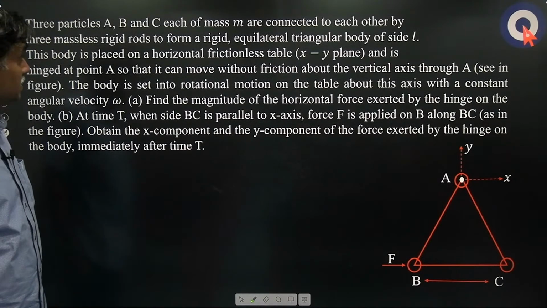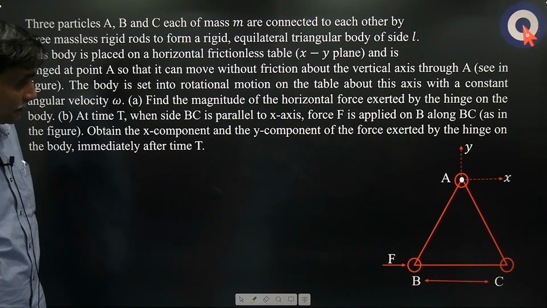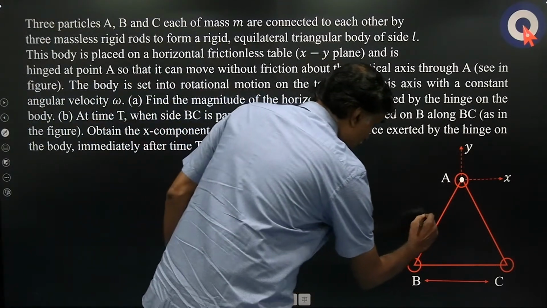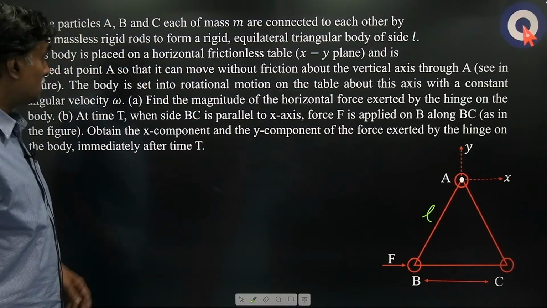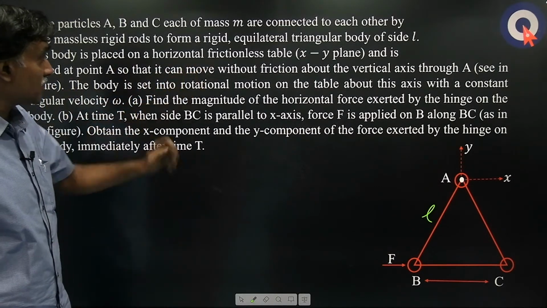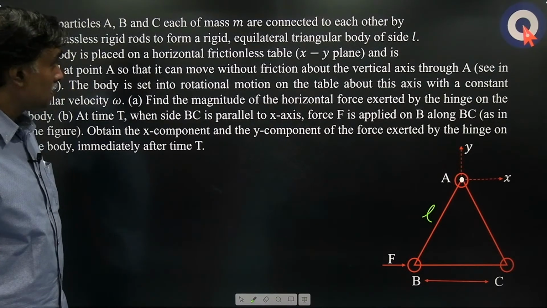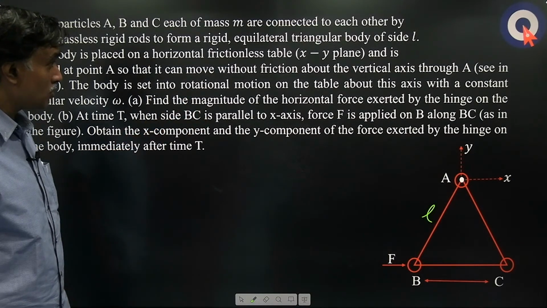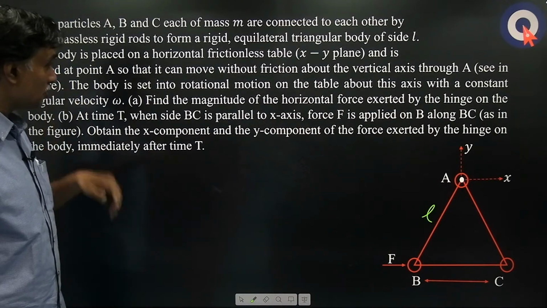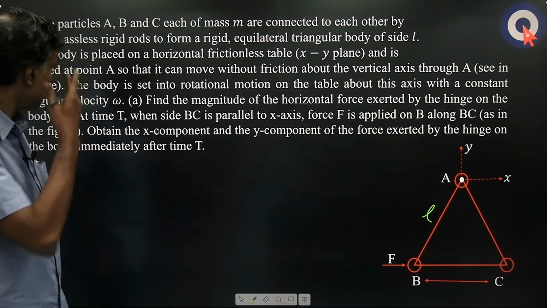Three particles A, B and C, each of mass m, are connected to each other by three massless rigid rods to form a rigid equilateral triangular body of side L. This body is placed on a horizontal frictionless table, the XY plane, and is hinged at point A so that it can move without friction about the vertical axis through A. The body is set into rotational motion on the table about this axis with a constant angular velocity omega. First bit, find the magnitude of horizontal force exerted by the hinge on the body.